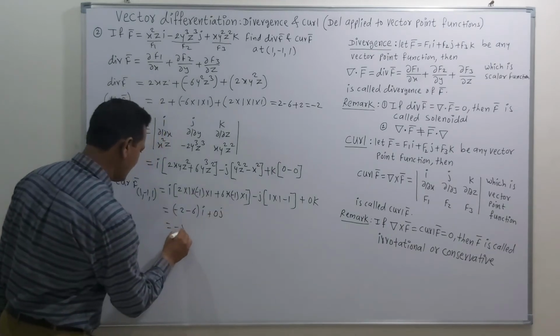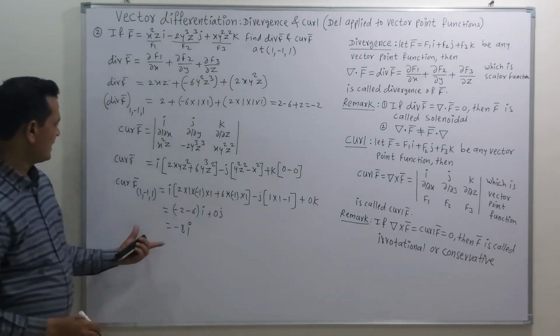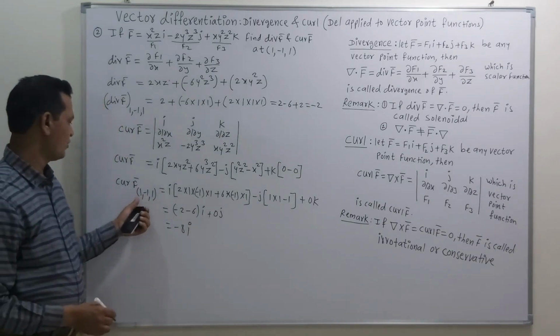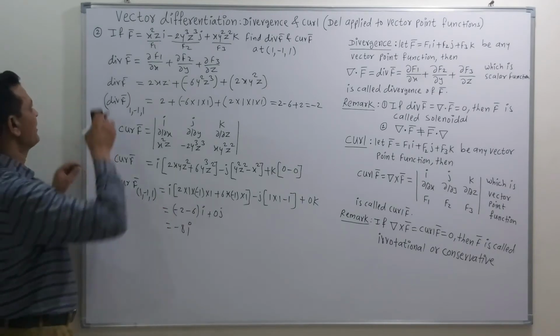So finally we got this answer as -8i. So this is the answer related to the curl of vector at the point (1, -1, 1). So now friends, let's take the third example.